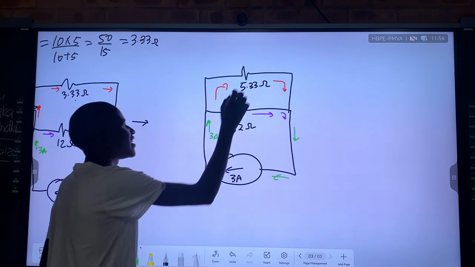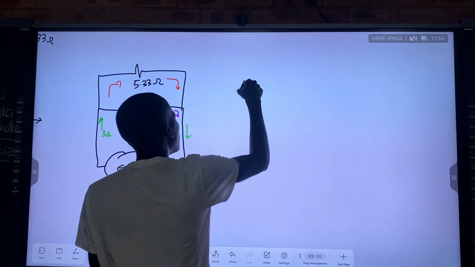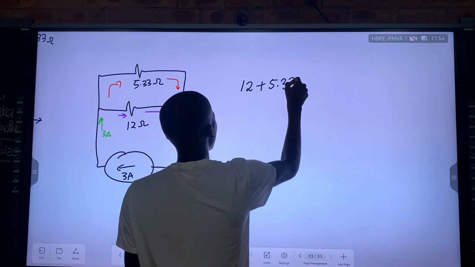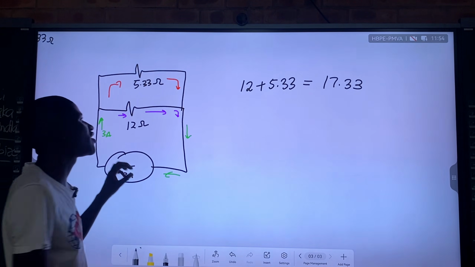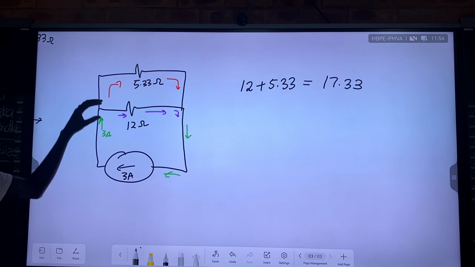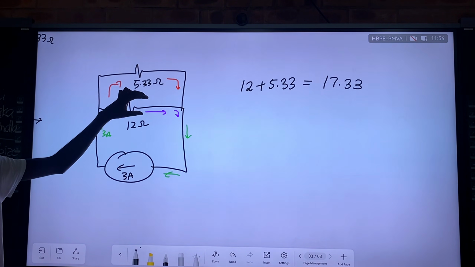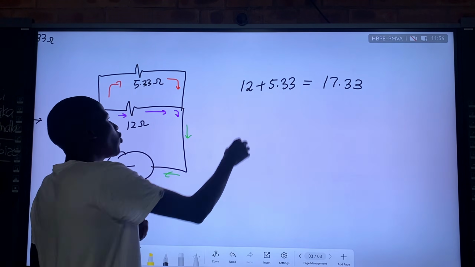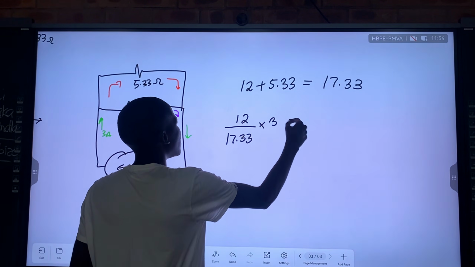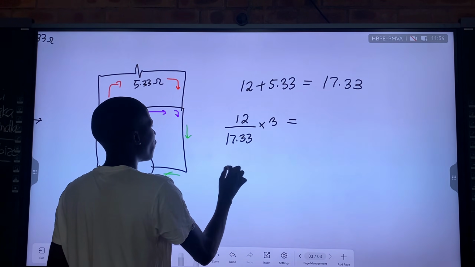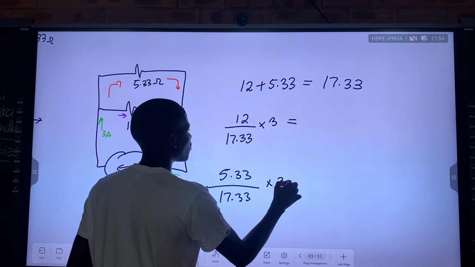So let's find the red current here using the ratio. The total is 12 plus 5.33, which is 17.33. We have two portions of this total current of 3 amperes. We've got a portion for 5.33, and a portion for 12 ohms. So, 12 over 17.33 times 3 amperes, and 5.33 over 17.33 times 3 amperes.